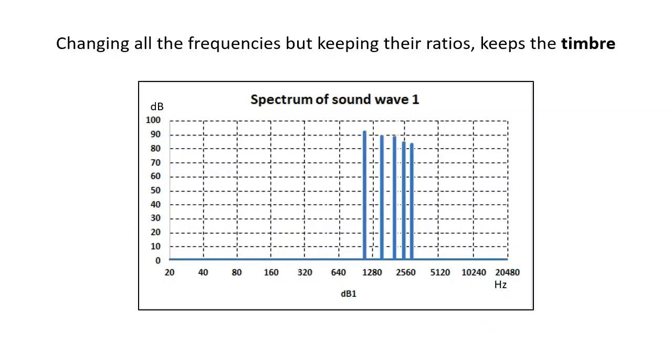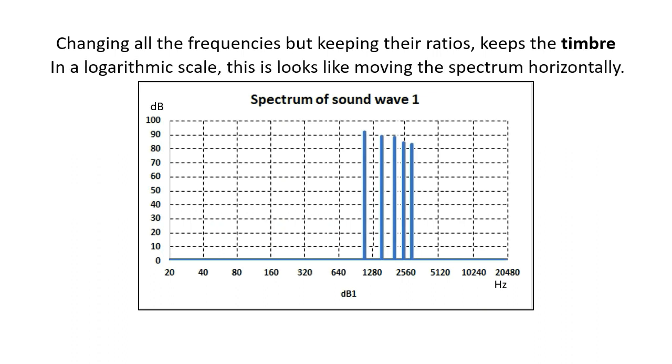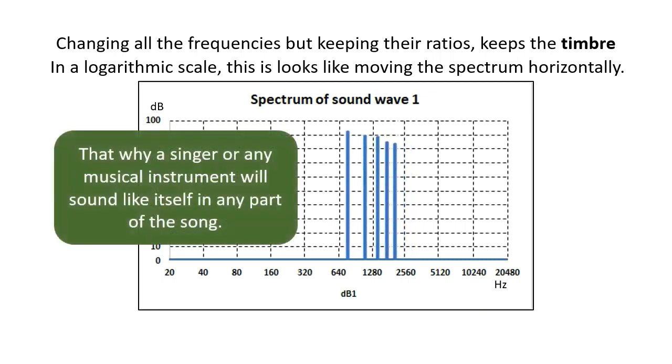Changing all the frequencies but keeping their ratios keeps the timbre. In a logarithmic scale, this looks like moving the spectrum horizontally. That's why a singer or a musical instrument will sound like itself in any part of the song.